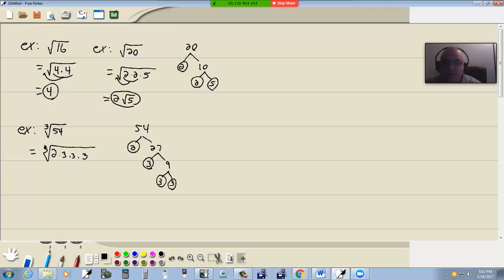Now since this is a cube root, this number in the slot here is called our index. That tells us how many we're looking for. So it says we're looking for a set of 3 of something. Here's 3 3s, so they're going to come out in front as a single 3. And we're left with a 2 inside. And that would be our answer. Now let me clear this off.